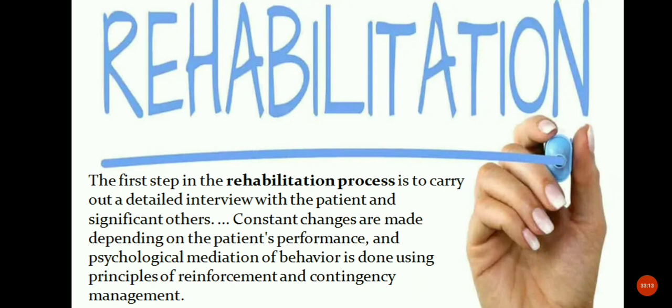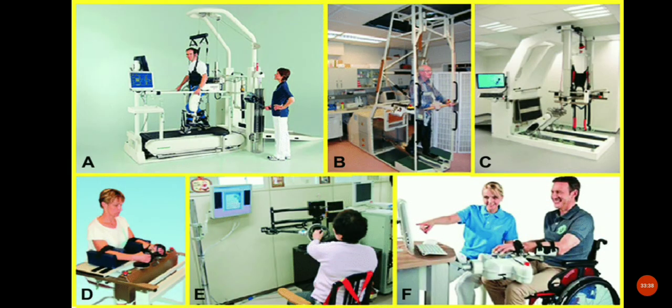So the first step in the rehabilitation process is to carry out a detailed interview with the patients and significant others. Constant changes are made depending on the patient's performance, using psychological meditations and behaviors, then using the principles of reinforcement and contingency management. So these are some facilities in rehabilitation.